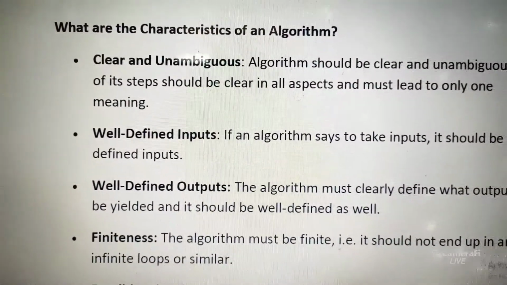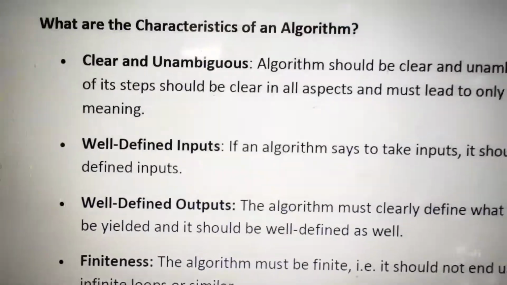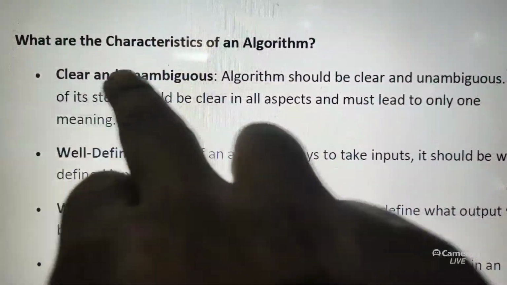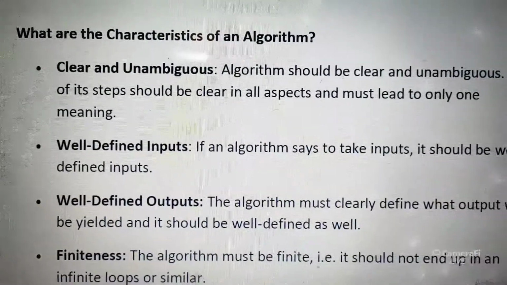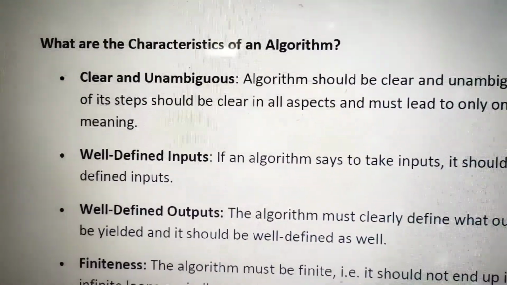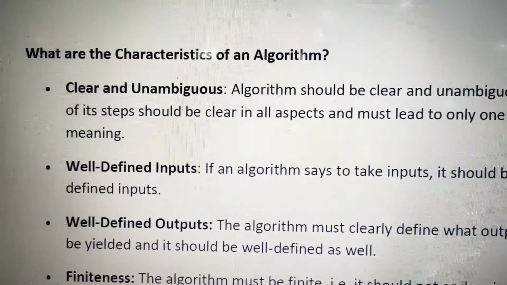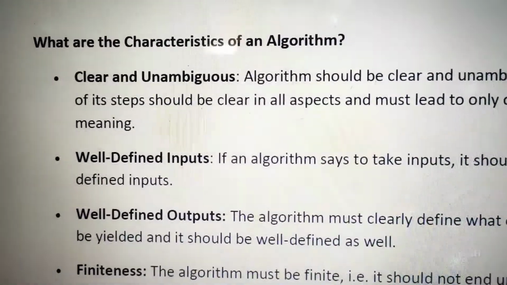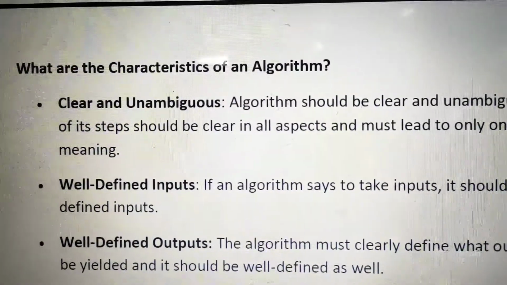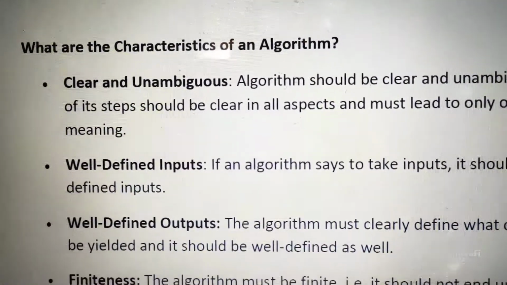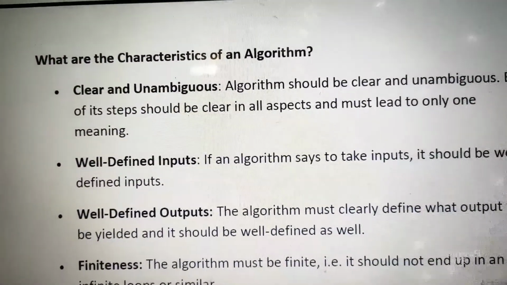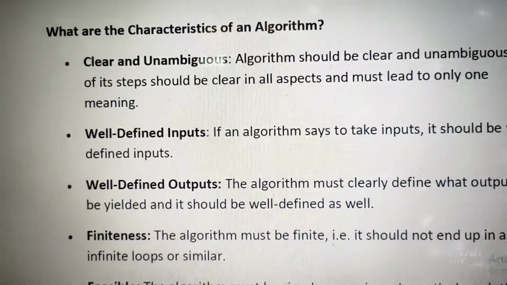Algorithm characteristics: an algorithm should be clear and unambiguous. Clear means in a neat manner, with separate steps mentioned. Ambiguity means confusion, where we don't know what to do. So unambiguous means no confusion should be there in the step-by-step procedure. What you are writing should be clear in your words. It may be English, Hindi, even Telugu. It should be clear.